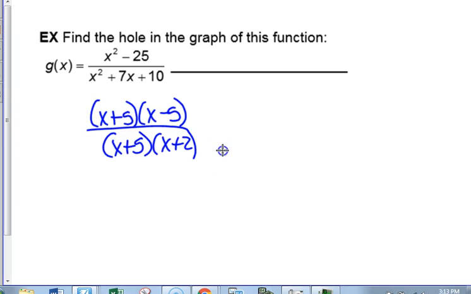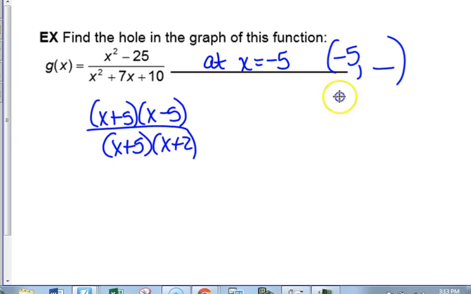Where is the hole? When x is negative 5, you can write that. If you want to be an overachiever, you can actually find the ordered pair. You only get brownie points, okay? So if we all found it, do we mean we have to have brownies? I think so. All right.